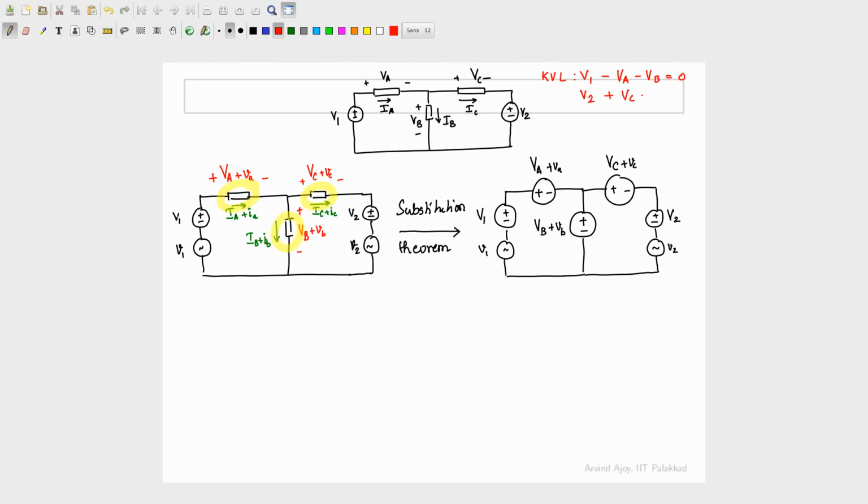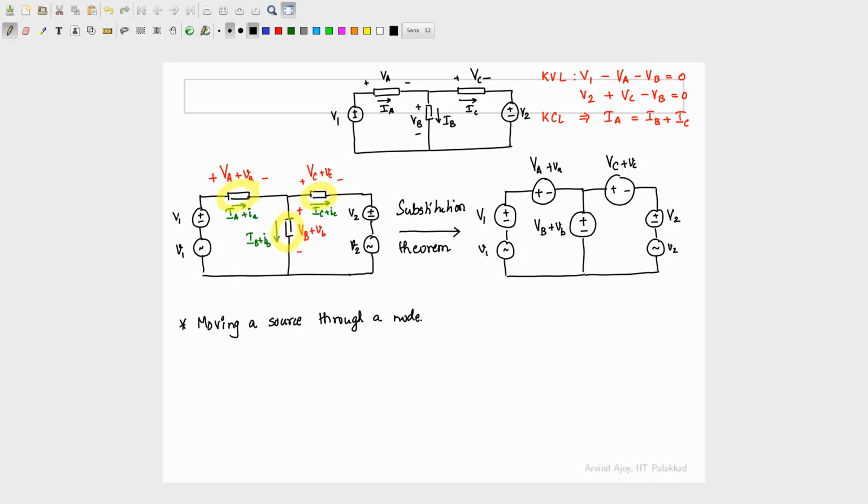So the other thing, maybe I got to write here. For this particular circuit, can you tell me what Kirchhoff's voltage law and current law mean? KVL for this circuit basically says that V1 minus VA minus VB is 0, and V2 minus VC minus V equal to 0, right? And Kirchhoff's current law says that IA is equal to IB plus I, right? Those things are clear for this circuit.